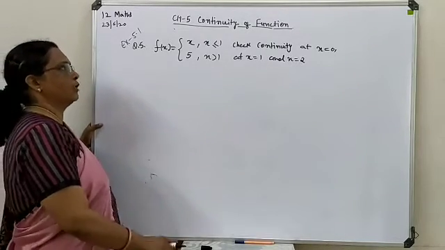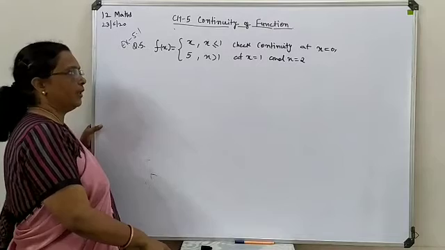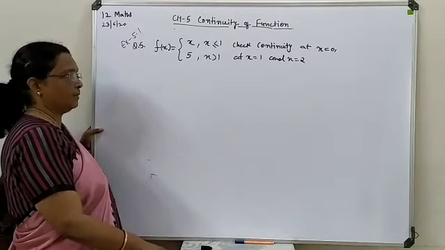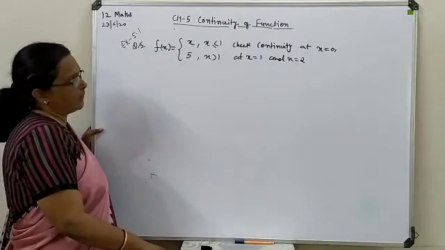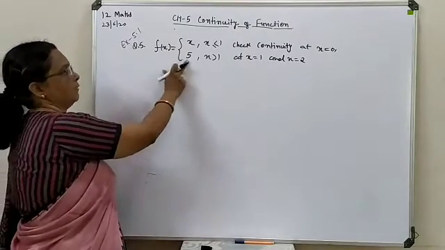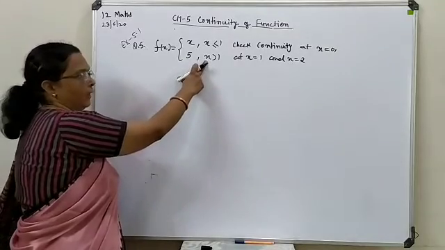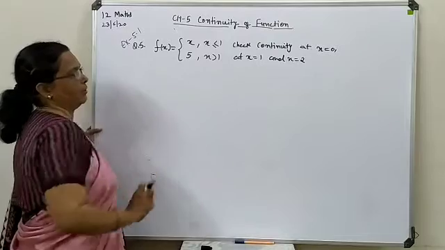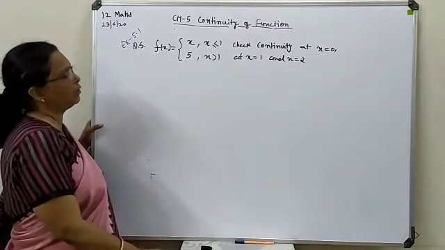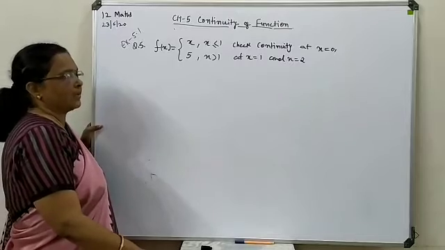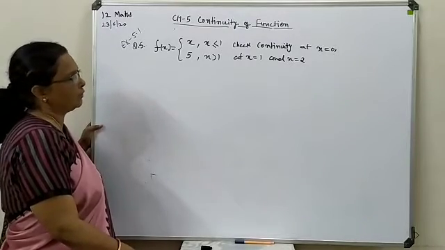Now here your function is available in two parts in such a way that first your function is x if your x is less than or equal to 1. Secondly, your function is equal to 5 if your x is greater than 1. So for this defining function, you have to check the continuity of the given function at x is equal to 0, x is equal to 1 and x is equal to 2.